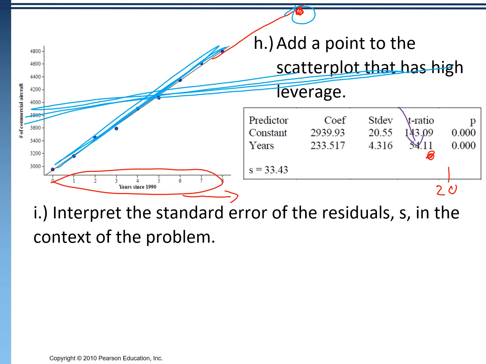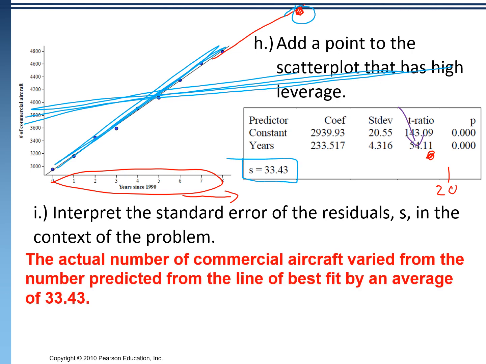Interpret the standard error of residuals, S, in the context of the problem. That's talking about this value right here as 33.43. And that's the average distance from the line of best fit of all these actual points. So the actual number of commercial aircraft varied from the number predicted from the line of best fit by an average of 33.43. It's kind of like a standard deviation interpretation, average distance from the mean for standard deviation, but in this case, it's average distance from the line of best fit.